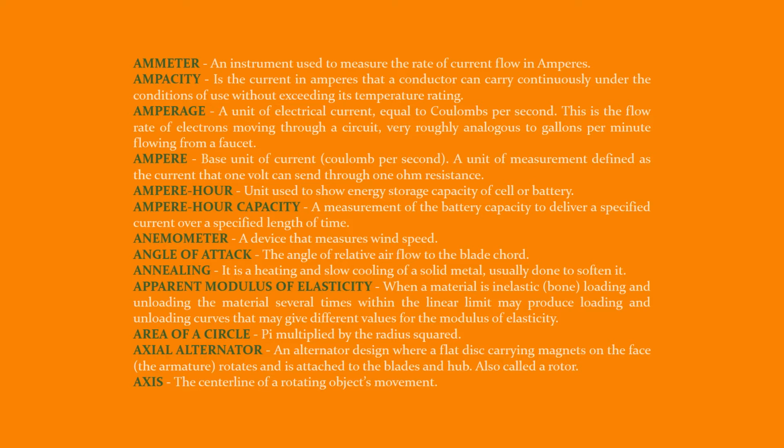Apparent modulus of elasticity, when a material is inelastic, loading and unloading the material several times within the linear limit may produce loading and unloading curves that may give different values for the modulus of elasticity. Area of a circle, pi multiplied by the radius squared. Axial alternator, an alternator design where a flat disc carrying magnets on the face, the armature, rotates and is attached to the blades and hub. Also called a rotor. Axis, the center line of a rotating object's movement.